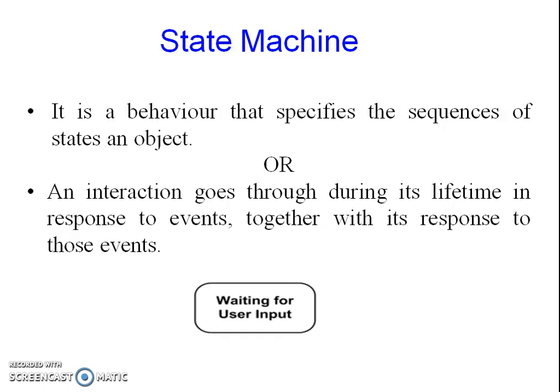Next is the state machine. A state machine is a behavior that specifies the sequence of states an object goes through during its lifetime in response to events, together with its responses to those events. The state can be a waiting state, running state, or any state of any object. So when we talk about state, we have to talk about the object, because an object has different states from starting to ending.